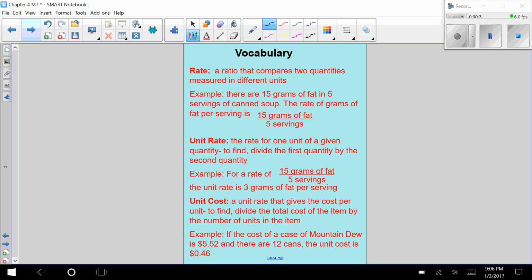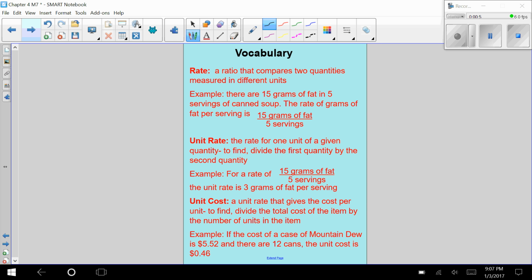A unit rate is the rate for 1 unit of a given quantity. To find it, we divide the first quantity by the second. So for example, if we have the rate 15 grams of fat per 5 servings, the unit rate is 3 grams of fat per serving because we took 15 divided by 5.